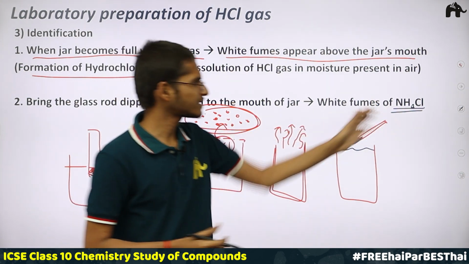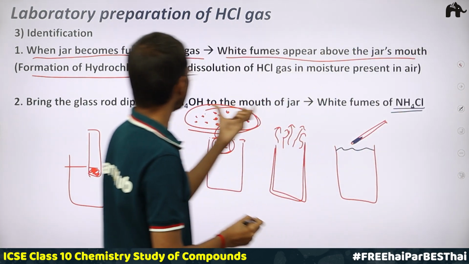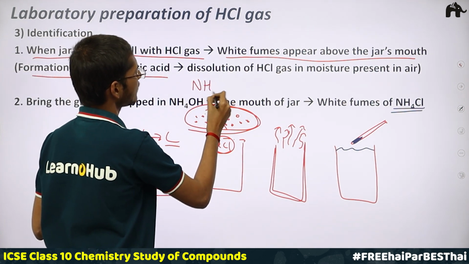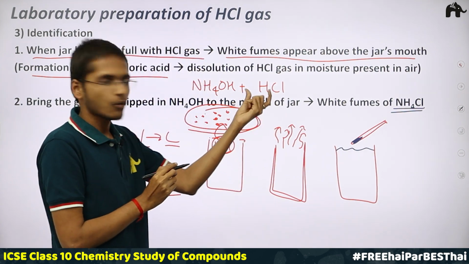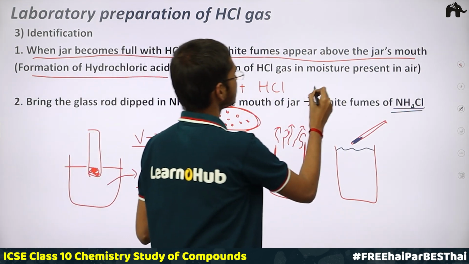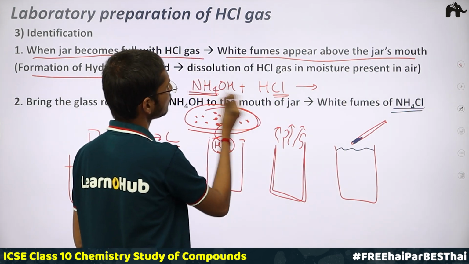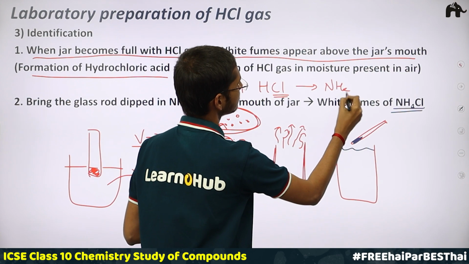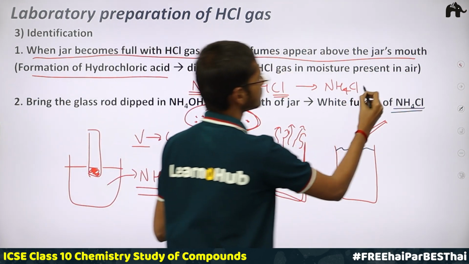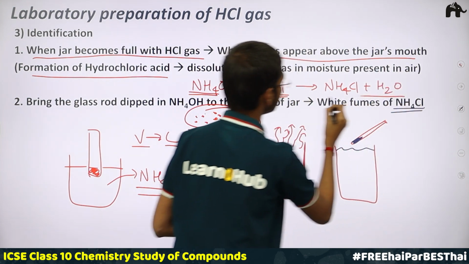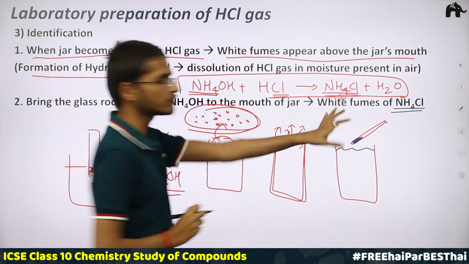Now, let me tell you the reaction simply, then you would understand how this NH4Cl is getting formed. Simply, our ammonium hydroxide is reacting with HCl gas. See here, the ammonium group and then chlorine, so ammonium chloride is formed, and then H and OH become water. This is the reaction which is taking place, and here ammonium chloride's white fumes are formed.